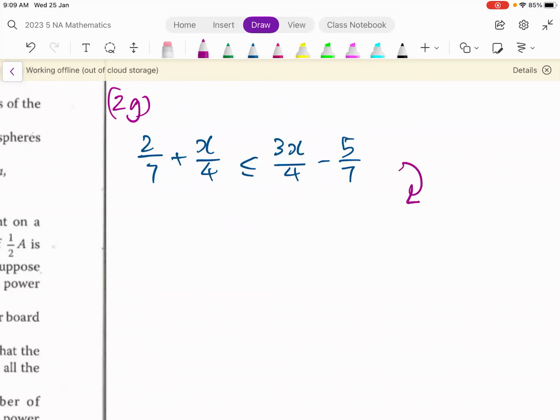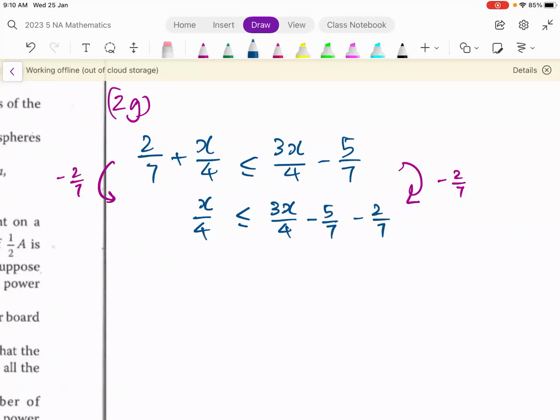My first step, I want to first get rid of the 2 over 7. Minus 2 over 7, I want to remove this. So I do so by subtracting the 2 over 7 on both sides. I'm left with x over 4. The sign doesn't change, it's the same, because I'm not multiplying or dividing by a negative. And then on the right-hand side, no change, 3x over 4 minus 5 over 7. Then now I remember to minus 2 over 7.